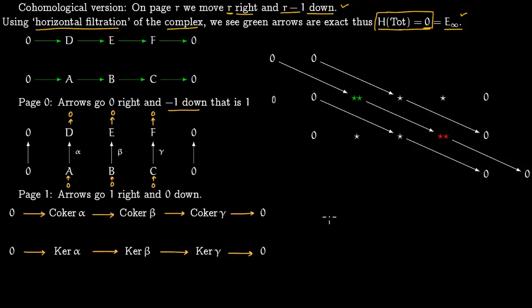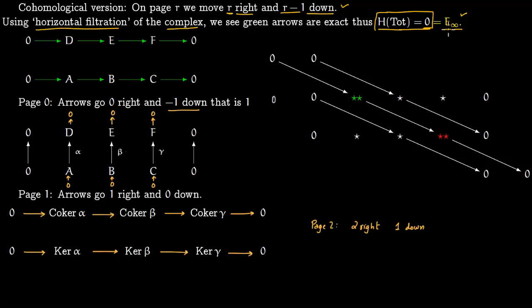So now we are working in page 2. For page 2, you again use this formula. So you have 2 right and 2 minus 1, 1 down. And that's what you see. So this 0, you go 2 right. So 1 and 2. So 2 right and 1 down. So again here you go 2 right, 1 down. Similarly from here you have to go 2 right and 1 down. So on. So 2 right and 1 down is what the arrows are.